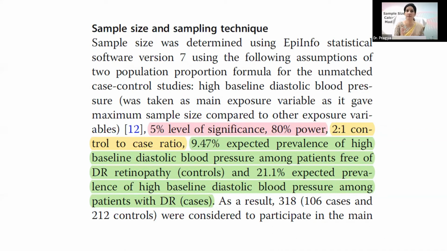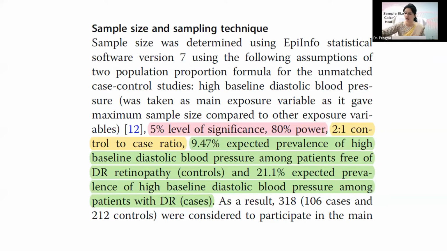The expected prevalence of high baseline diastolic blood pressure among patients free of diabetic retinopathy is 9.47%. So these will be the controls. The exposure of this risk factor is 9.47% in the controls, and the author says the expected exposure in the high baseline diastolic blood pressure among the cases is 21.1%. Now he has calculated 106 cases and 212 controls.